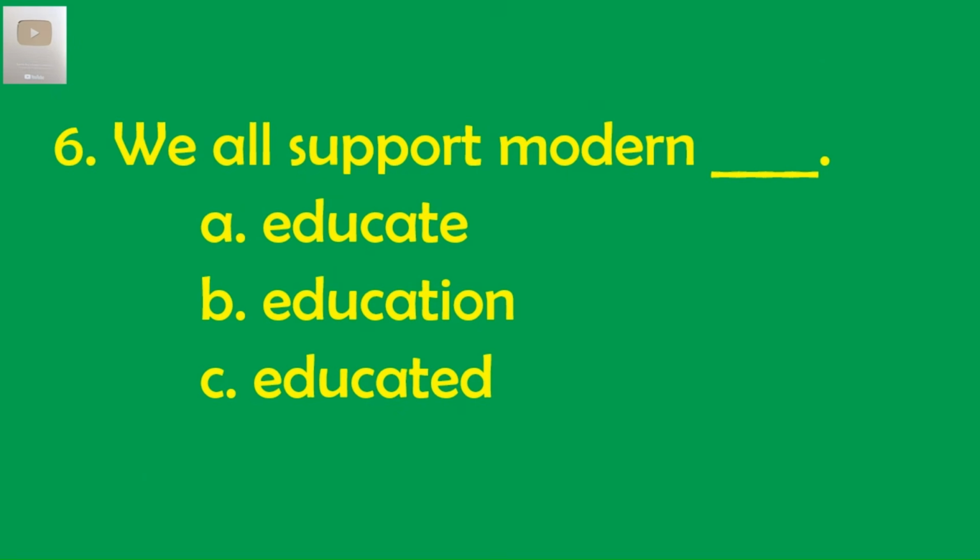Look at the sixth sentence. We all support modern, and then you have a blank. Three choices are given. A is educate, B is education, and C is educated. Now you have to choose the correct one out of these.